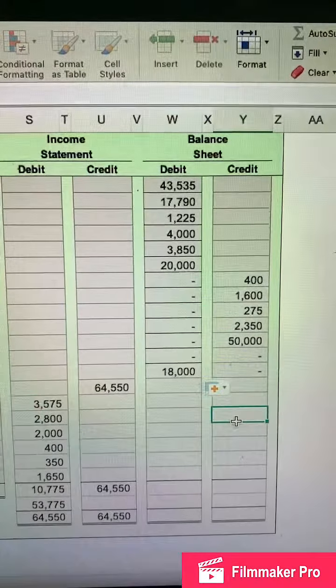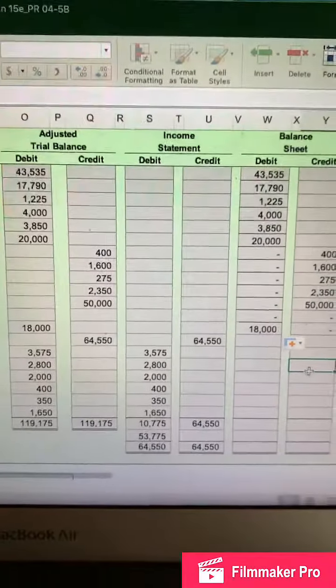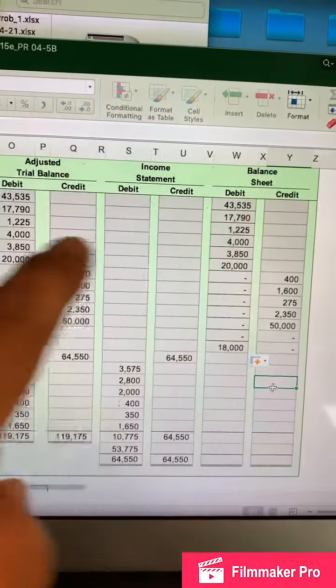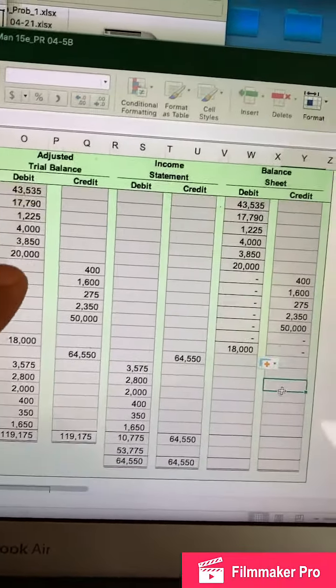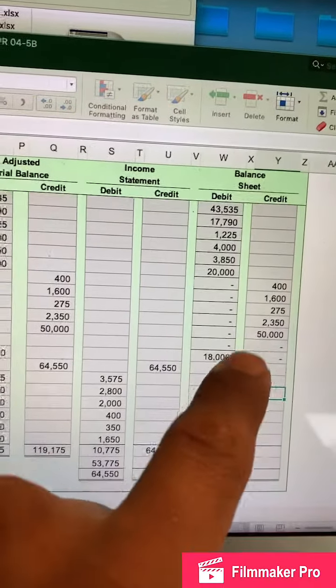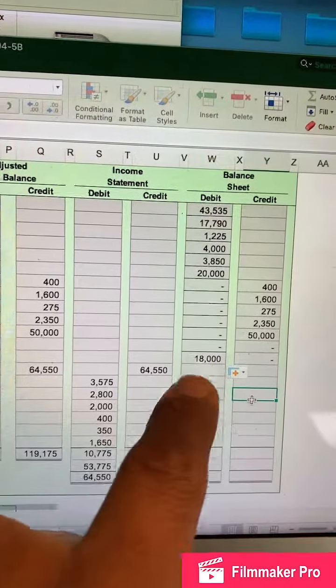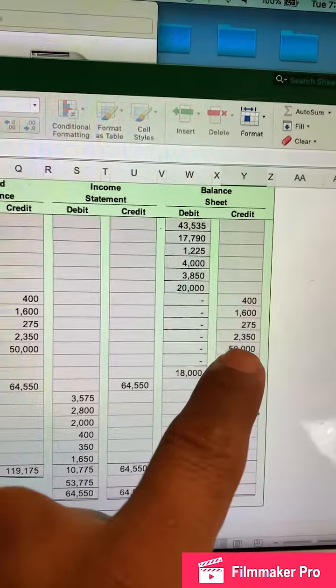So on the balance sheet, I brought these totals over here. This just comes over here. All these assets, they just come over. Also our liabilities, I think this is our retained earnings, and then our dividends and our retained earnings as well.